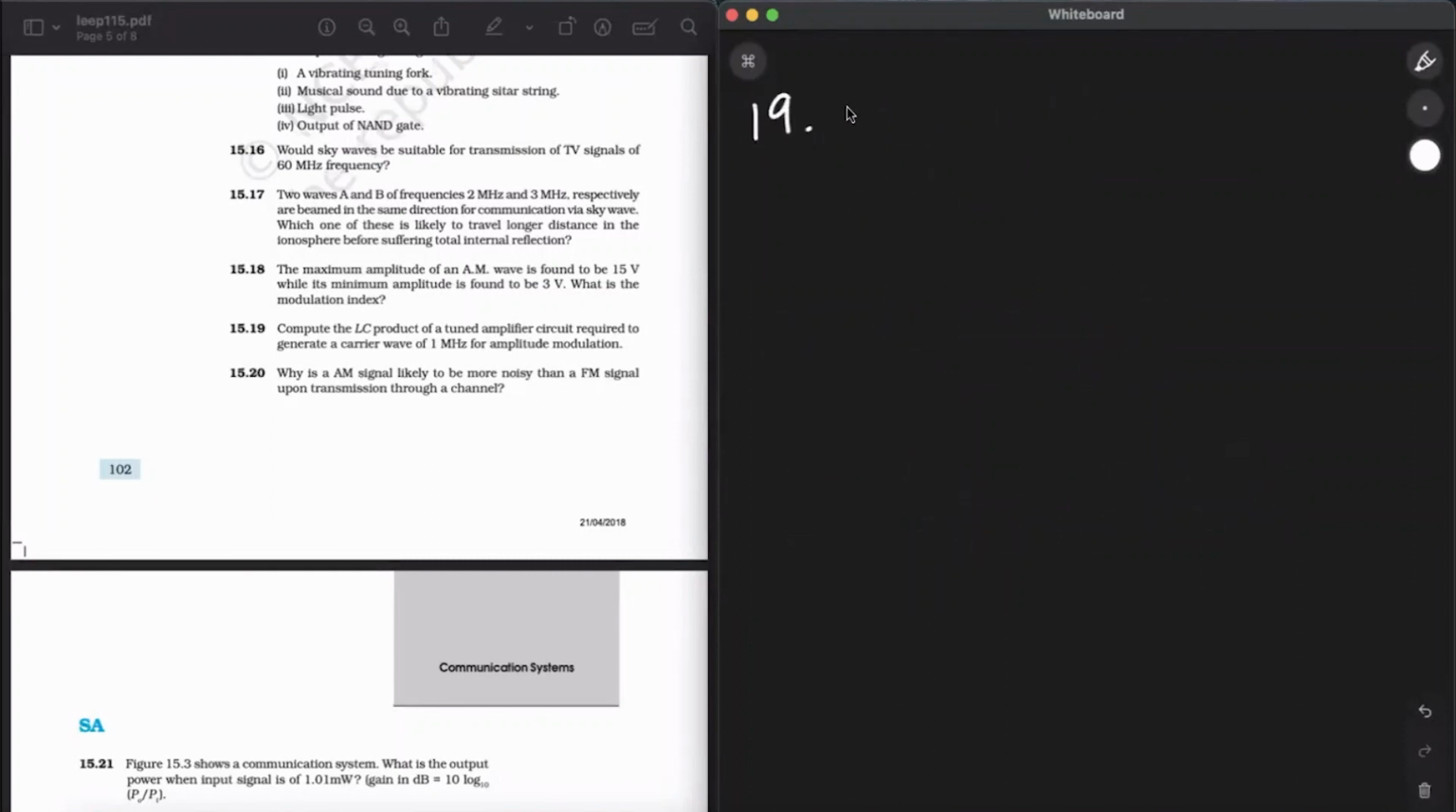Now, question number 19. Compute the LC product of a tuned amplifier circuit required to generate a carrier wave of 1 megahertz for amplitude modulation. We have to find the LC product. We already know that frequency is equal to 1 upon 2 pi under root LC. As per the question, the frequency given to us is 1 megahertz, that is equal to 10 to the power of 6 hertz.